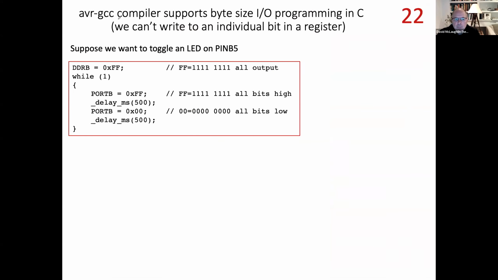The problem here is that our compiler only supports byte-sized programming. We're not able to write to an individual bit in a register. We don't have access to it. We can only access the entire byte at a time. When we write to this register, we have to give it a value that applies to all 8 bits. So how do we control just one bit and not the others?